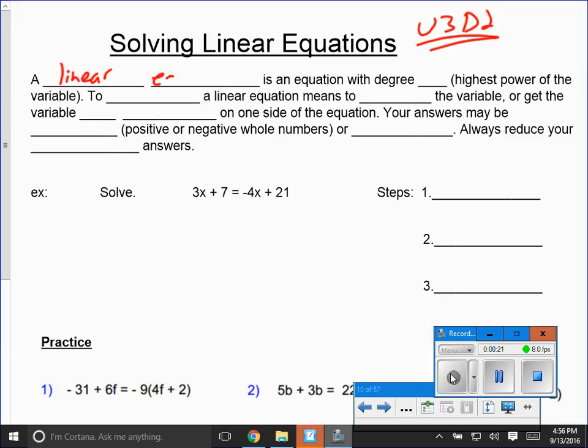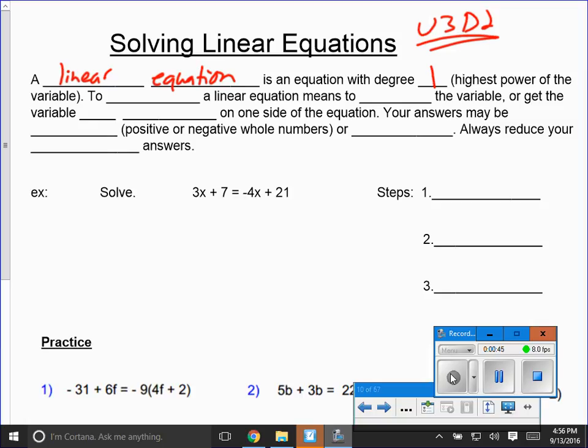So a linear equation is an equation with degree 1. So the highest power on the variable is going to be 1. In other words, we just have plain x terms. Numbers multiply out in front of x, so 3x, negative 2x, 5x. We can have numbers added at the end as long as there are no higher powers of x than just our regular x to the first.